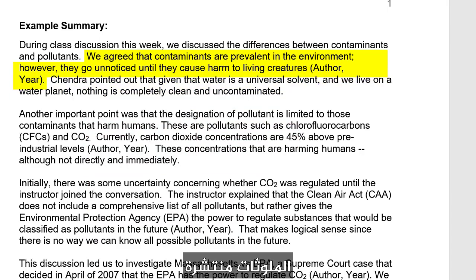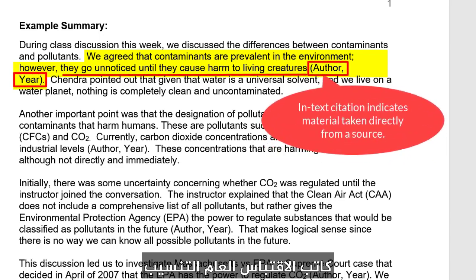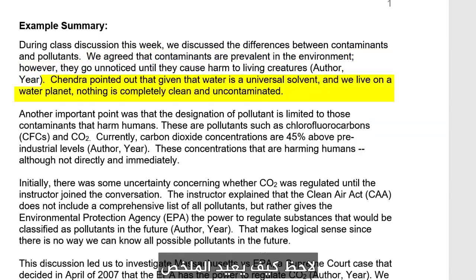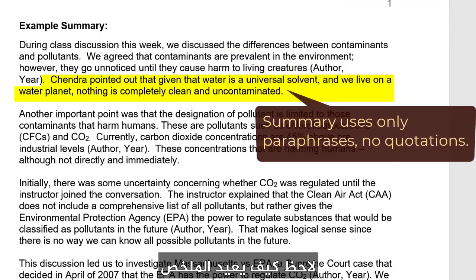We agreed that contaminants are prevalent in the environment. However, they go unnoticed until they cause harm to living creatures. Citation, author year. The placement of the in-text citation makes it clear which sentence contains information taken directly from a source. Now come the next 2 points in the discussion. Note how the summary paraphrases the original discussion and does not quote from it.